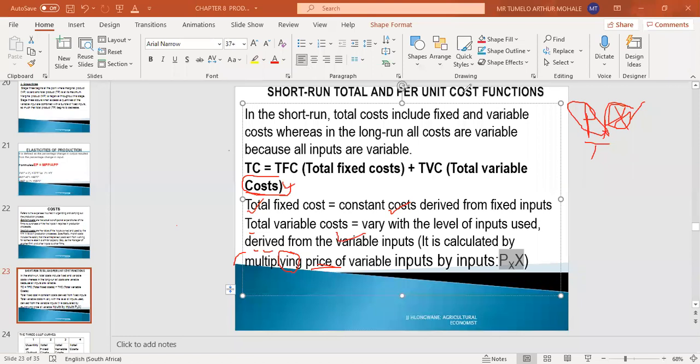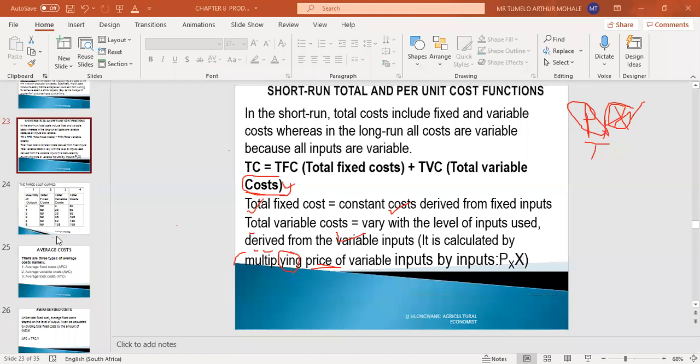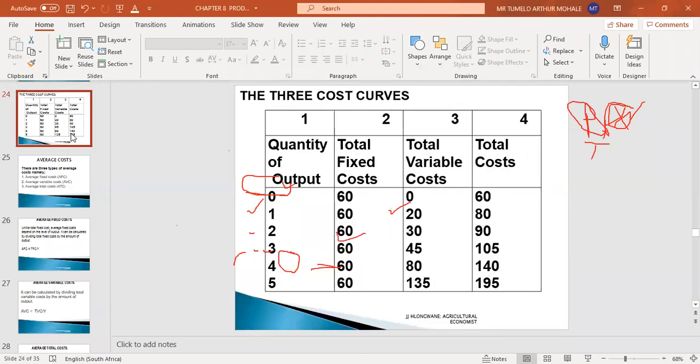So I think we are done. We can now go to the examples. I mean to say, to the question. Oh, we are not done. And then here, how did they calculate total fixed costs?